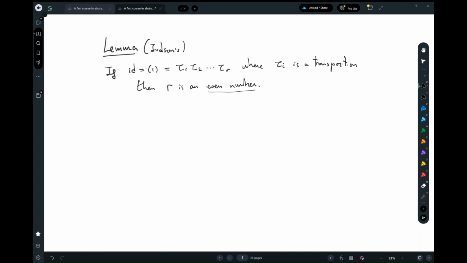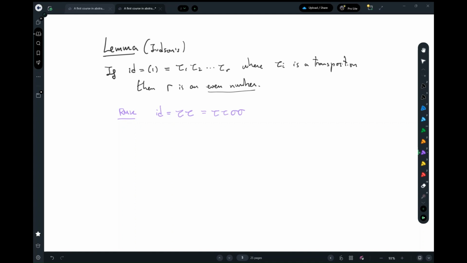So if you write the identity as a product of transpositions, then the number of transpositions always has to be even. Notice, by the way, and let me just write a remark here, that I definitely can do that in many different ways. For example, the identity, I can just take any transposition and write it as a product of two transpositions, or if I take another different transposition, I can write it as a product of four transpositions, and so on.